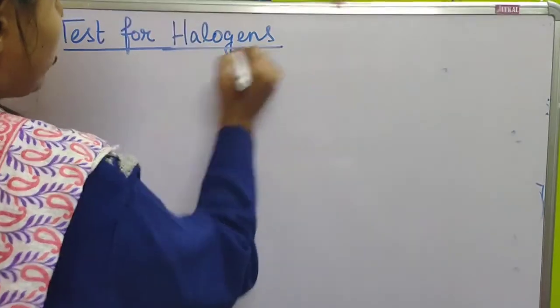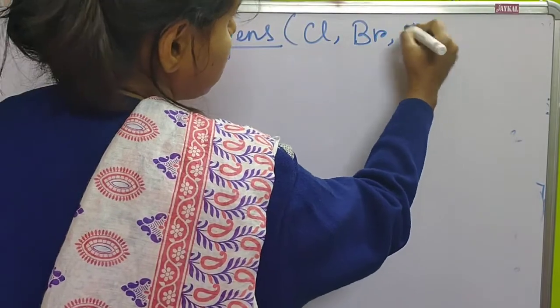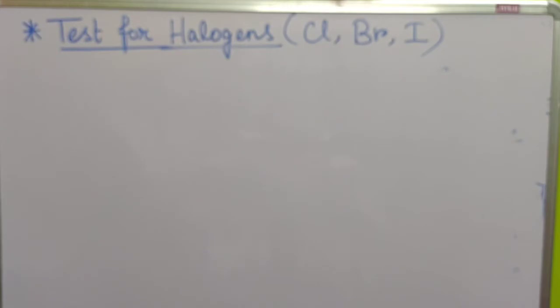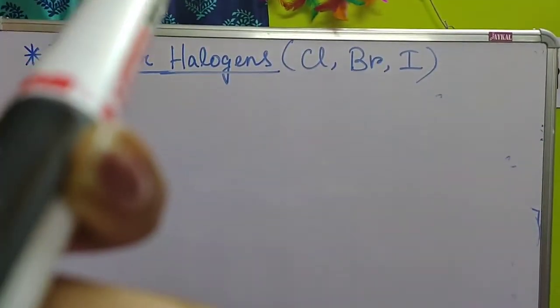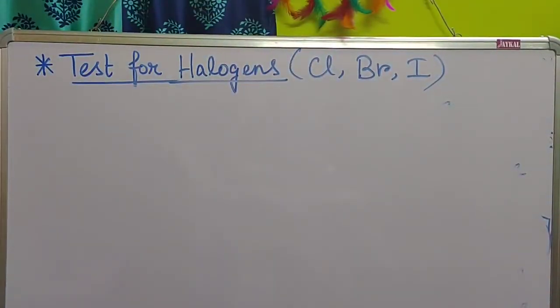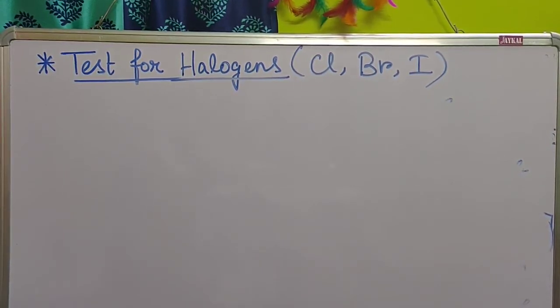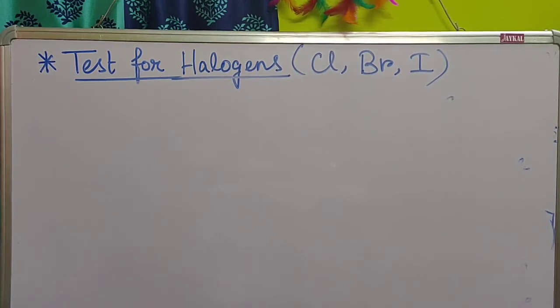Test for halogens. Halogens means those which contain chlorine, bromine, iodine. So the test for halides, the test for halogens can easily be done by adding silver nitrate solution. Silver nitrate means AgNO3 into the sodium extract.